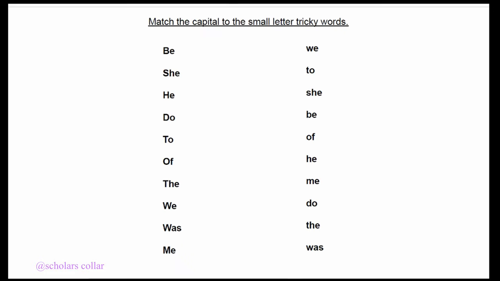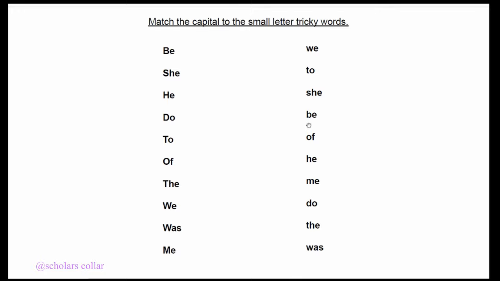Now let's do some capital and small letter matching for the tricky words. Can you spell the tricky words for me? Look at your left hand side. You have the tricky words that are capital. And on the right hand side, the tricky words are all in small letters. All you have to do is join the capital tricky word to the small tricky word. For that, you have to identify the capital and the small letter.